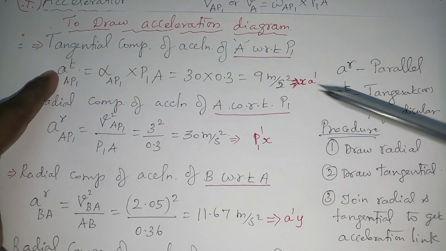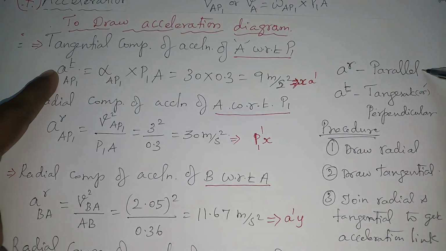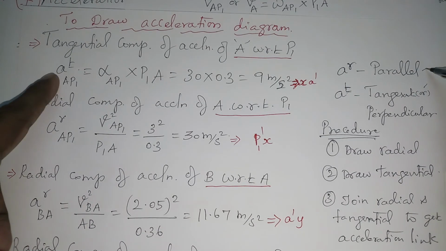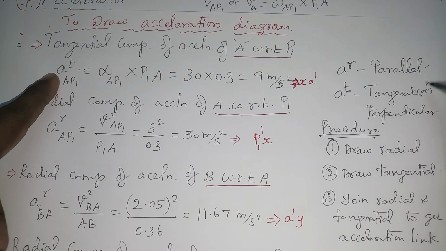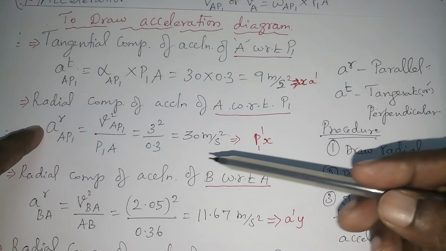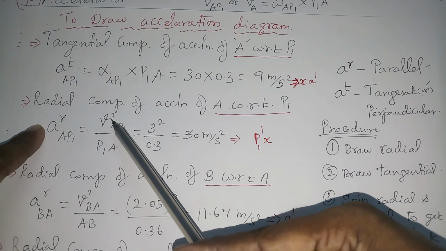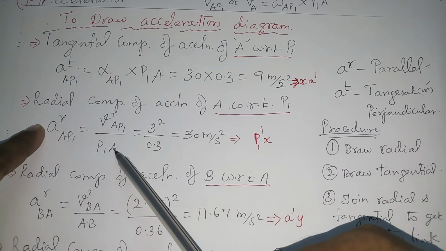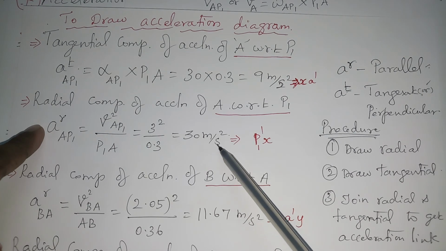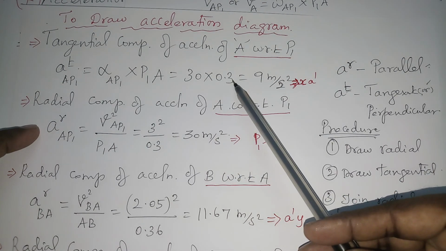Okay. And this is one component. I told you two components will be there in the input link. One is tangential, the other one is radial component. You can see radial component here. Same input link, radial component AP1 equal to velocity square by length of the link. Substitute, you will get 30 meter per second square. Okay. This is for the input link.